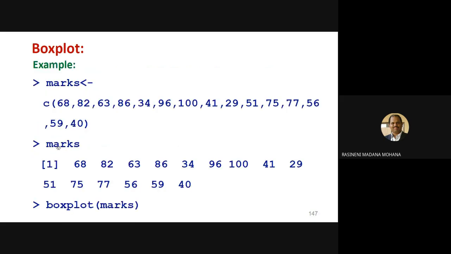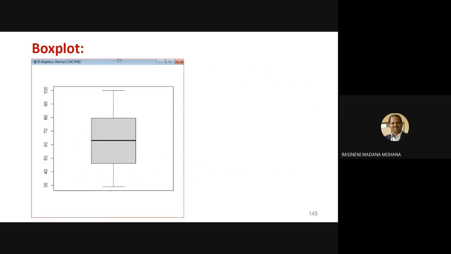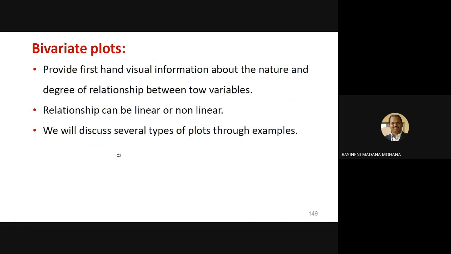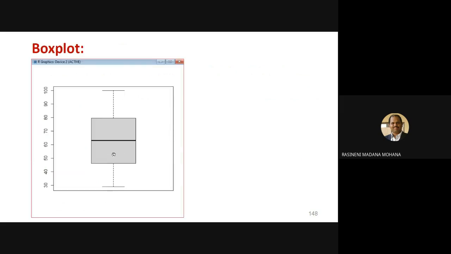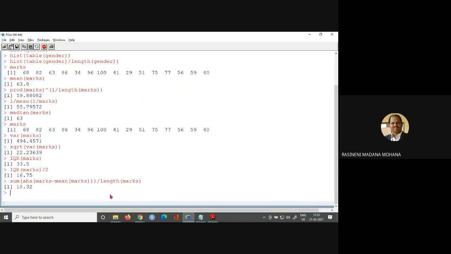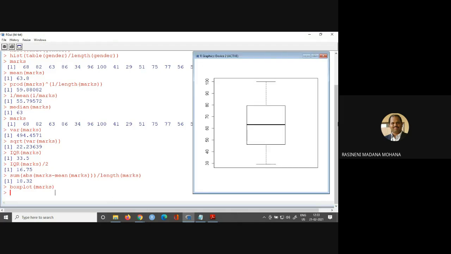Now let us take the same vector marks. Simply you can apply boxplot of marks. Now see, this is the structure of the box plot for the vector marks. Now we will also run this one. We already have marks here. Boxplot of marks gives the box plot of the vector marks.